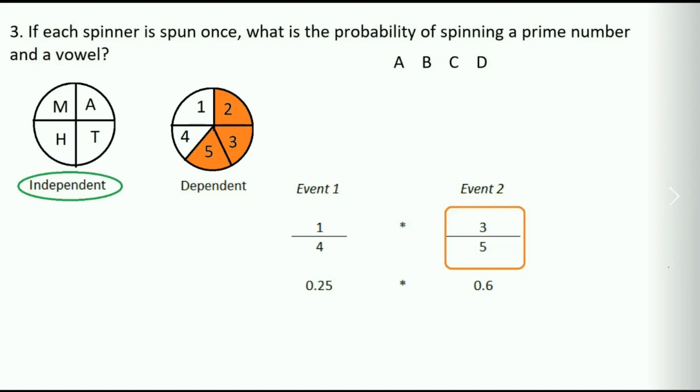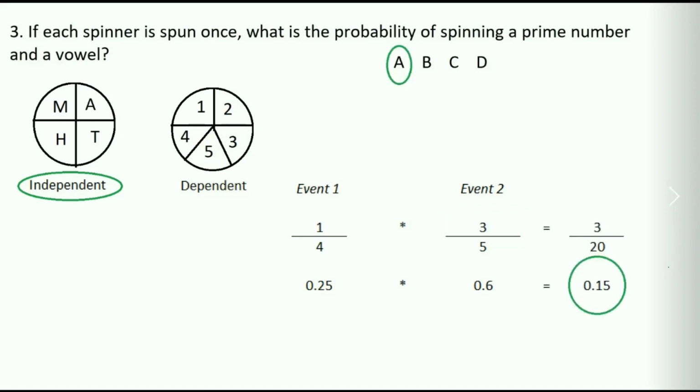Event 2 looks for prime numbers. That's just 2, 3, and 5. So that's 3 choices out of 5 possibilities, and that's 0.6. Now, if you multiply those together, what you end up with is 3 out of 20, or 0.15, 15 hundredths. The answer is A. The answer for this one is A.